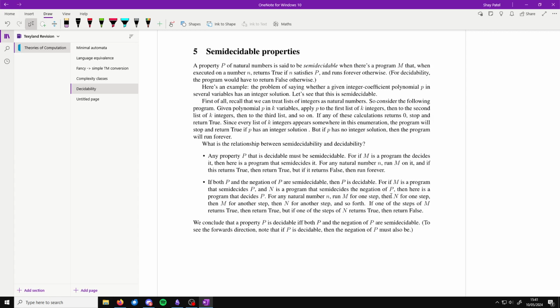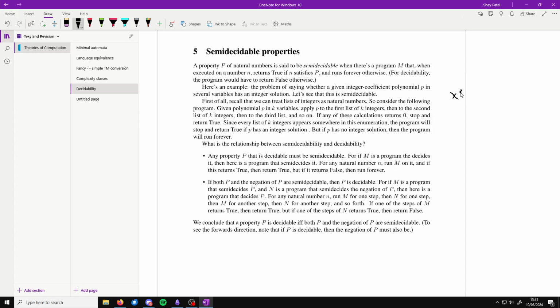An example is saying whether a given integer coefficient polynomial in several variables has an integer solution. This is semi-decidable because we can treat lists of integers as natural numbers. We can just loop through all of our integers, and as soon as we find an integer that solves that polynomial by substituting it in, we stop.